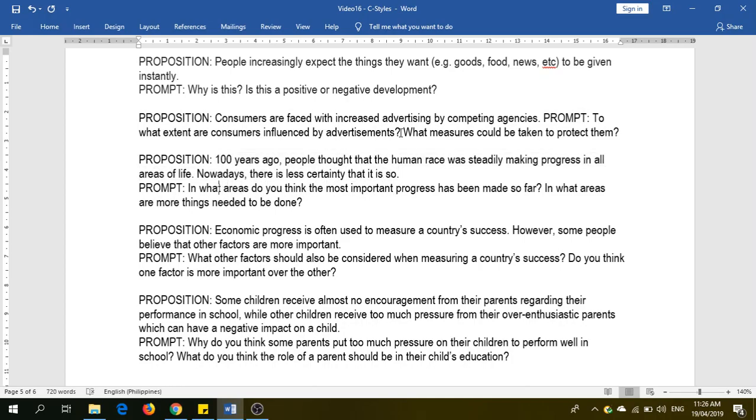So if you can see in the question prompt, in what areas do you think the most important progress has been made so far? That is practically answering the first part of the question over here. And then if you can see in the second question, in what areas are more things needed to be done? There, for all intents and purposes, you're actually answering the crossover. Or in other words, the opinions of people who feel that there is less certainty that we are making progress in all areas of life. This is a tough one, really.